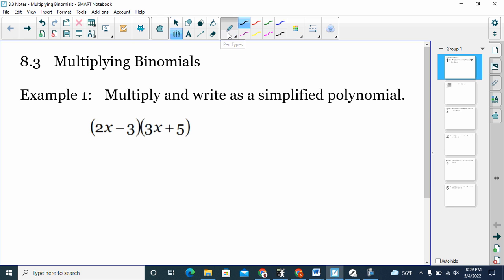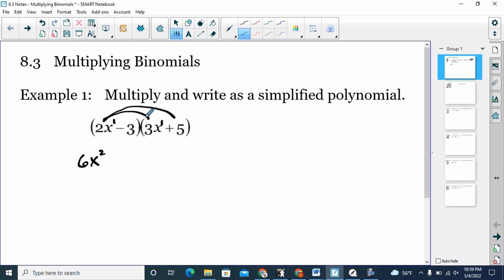The way that we are going to do this is by taking this first term, this 2x, and multiplying 2x by each one of these. So we're going to multiply 2x times 3x. 2 times 3 is 6, and x times x. Remember, when I multiply, I add the exponents. So that should give me x squared.